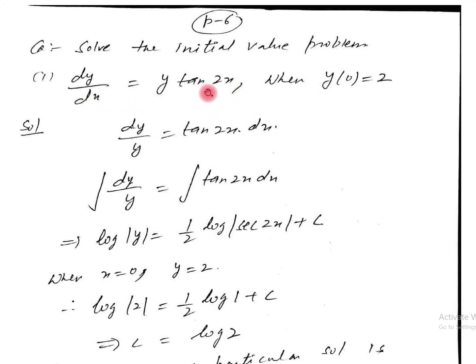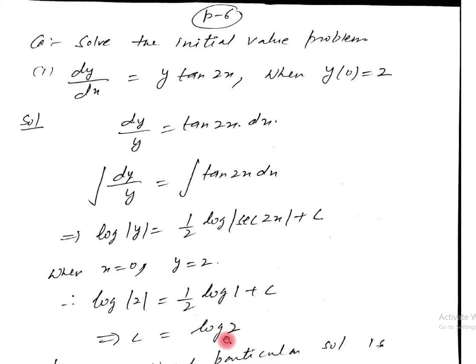Again we can solve this differential equation by separating the variables. Then it becomes log y = 1/2 log(sec 2x) upon the coefficient of x, plus c. Now we eliminate this c with the help of the given condition. It means when x is 0, y is 2. Putting x = 0 and y = 2, it becomes log 2 = 1/2 log(sec 0) + c, sec 0 is 1 and we know log 1 is 0. Therefore the value of c is log 2.